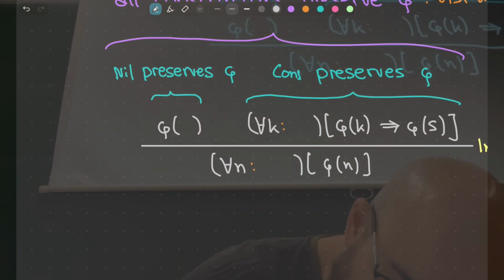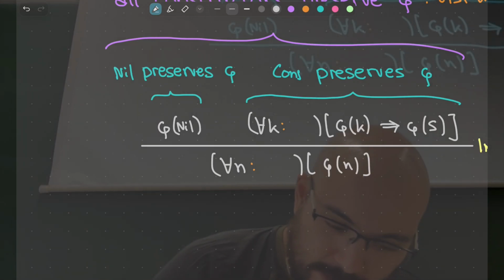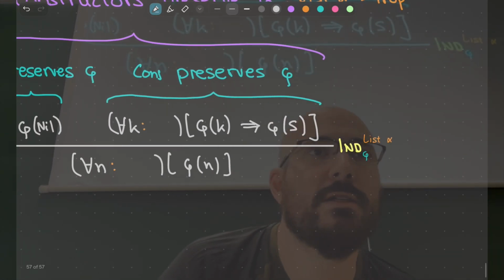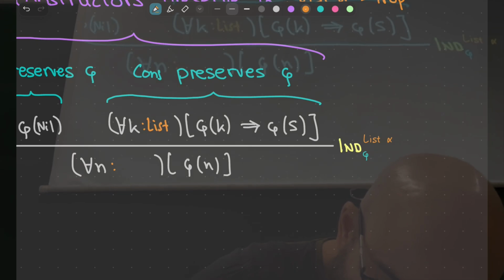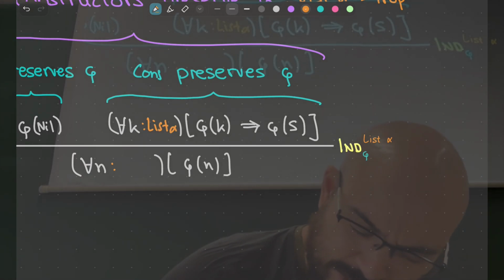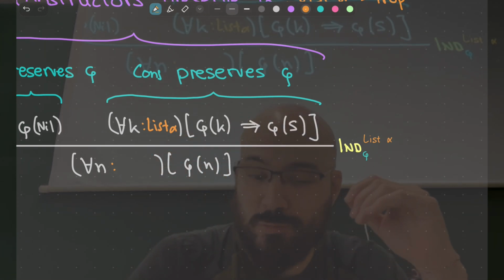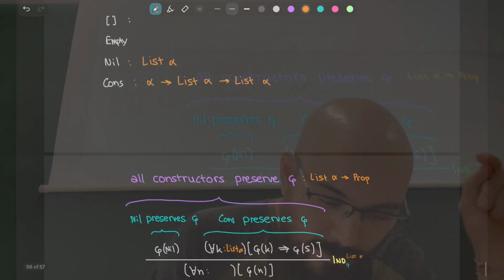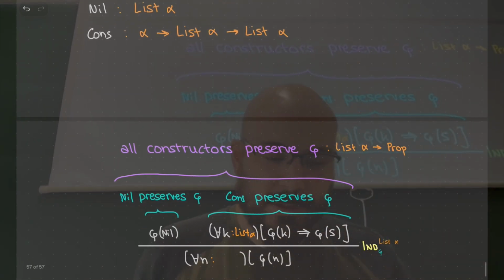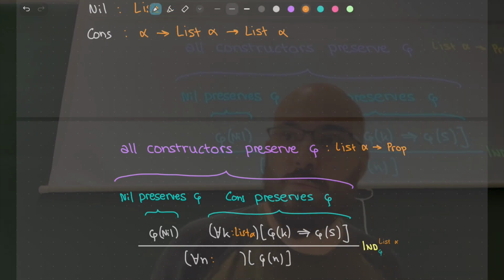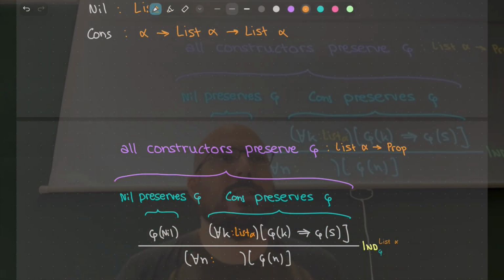This is nil here, okay? So this would be like list of alpha. Good, okay, so actually it's here. I should be looking at this, right, when I'm trying to figure out what's going on.